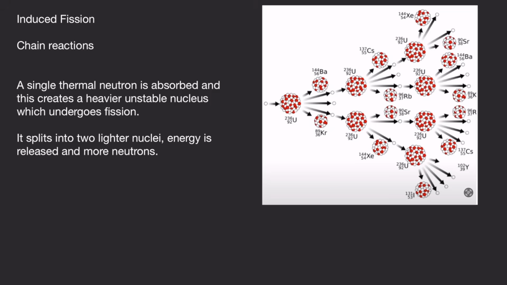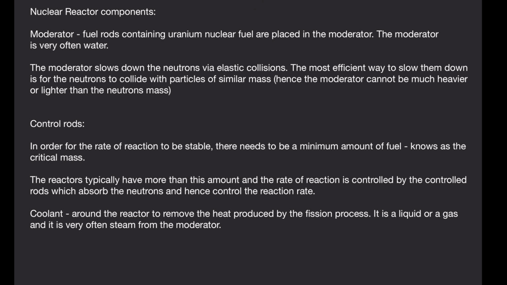It starts off with a single thermal neutron that is absorbed, and that creates a heavier, unstable nucleus which tends to undergo fission. It splits into 2 lighter nuclei, the energy is released together with more neutrons. The process then repeats itself and more energy is released, and it's important to control it. We also need to know some specifics on the components of a nuclear reactor. First of all, we have the moderator. The actual fuel rods containing uranium nuclear fuel are placed within the moderator.